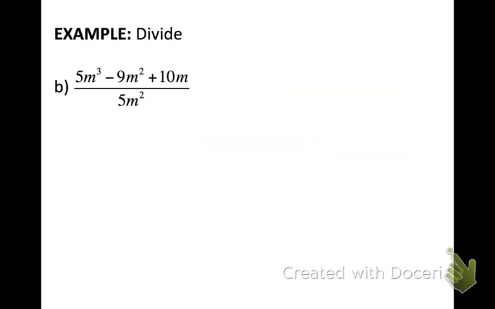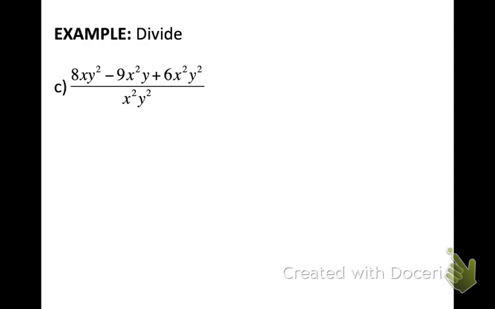All right, how about this one? 8xy squared minus 9x squared y plus 6x squared y squared, all over x squared y squared. See if we can just jump right to it. What's the first going to get us? Does the 8 have anything to divide with? Nope, so that's going to stay an 8. 8 over x, and then what happens to your y squareds? They cancel. Good. Now go to the middle.